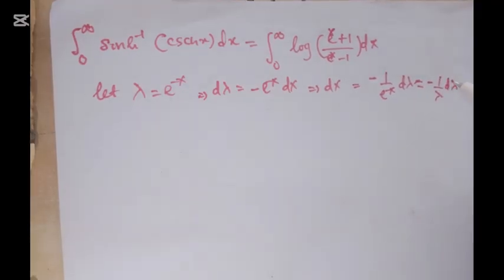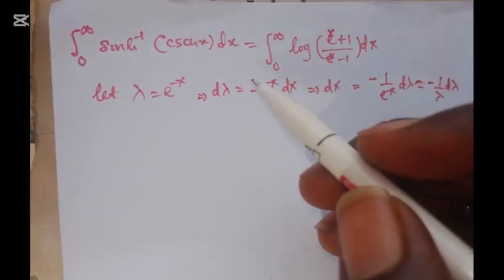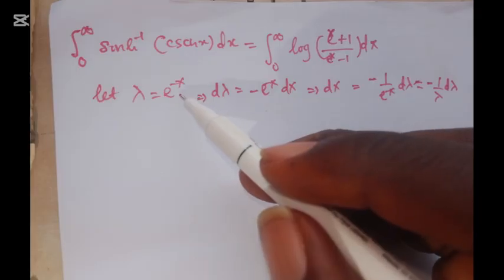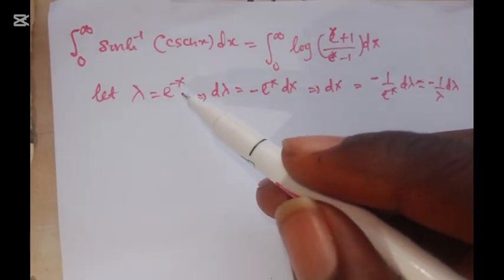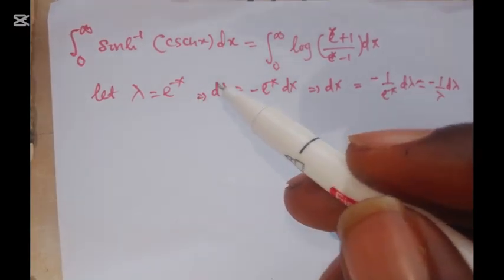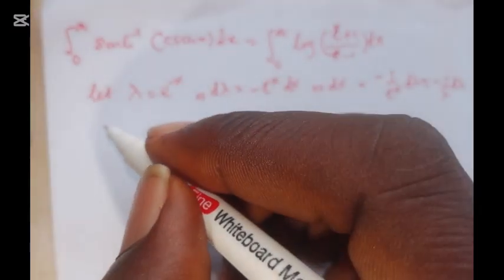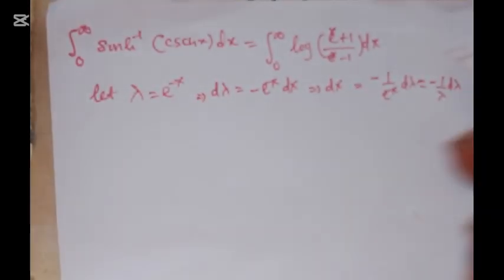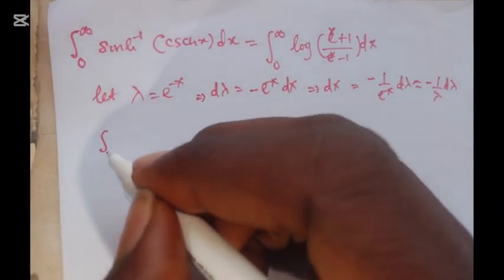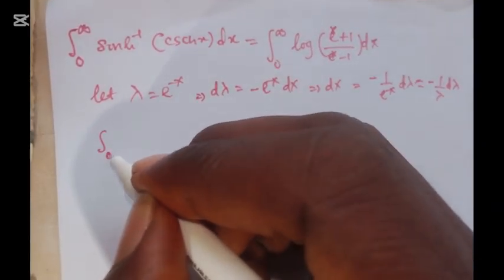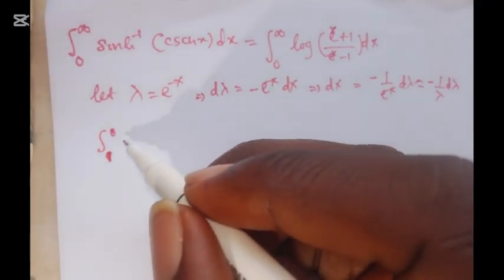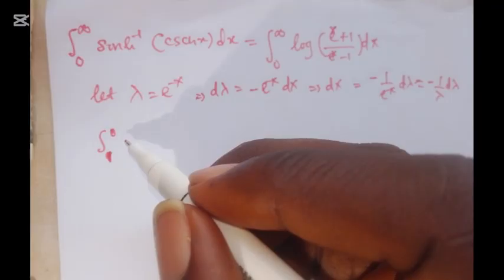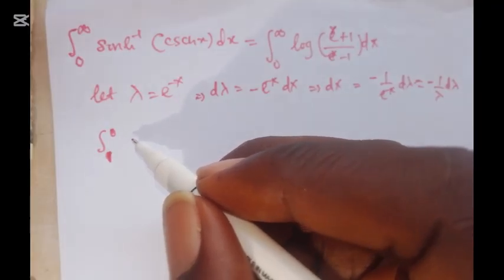This is actually cool. Now let's talk about the limits. When you substitute x to be infinity, exponential negative infinity will give us 0. And when you substitute x to be 0, exponential 0 is 1. So we can now write the integral as follows. We have the integral from 1 to 0, because if you substitute x to be 0, we have 1, and if you substitute x to be infinity, we have 0.